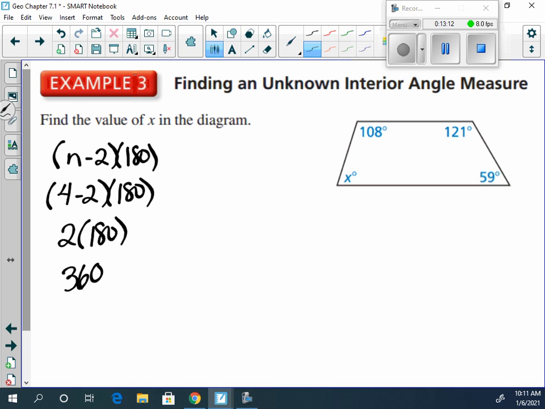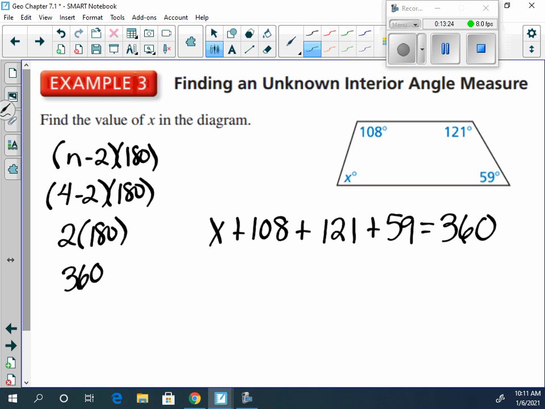So since that's true, it means that inside of here, x plus 108 plus 121 plus 59 degrees is equal to 360 degrees because it is a 4-sided figure. All 4-sided figures will equal 360 degrees. So this formula, the n minus 2 times 180, will tell us what the sum of the interior angles is for any multi-sided figure.